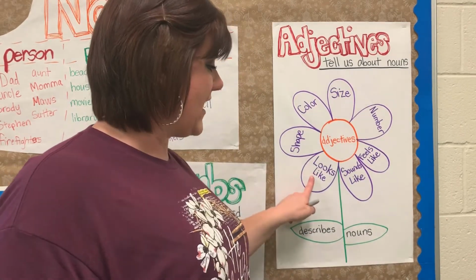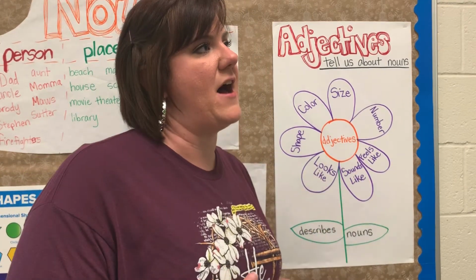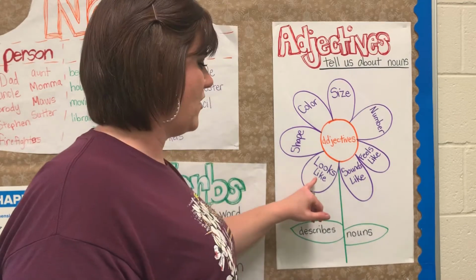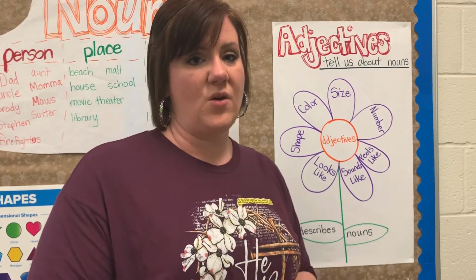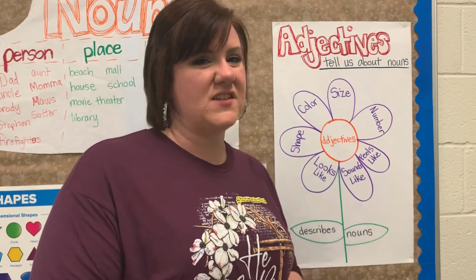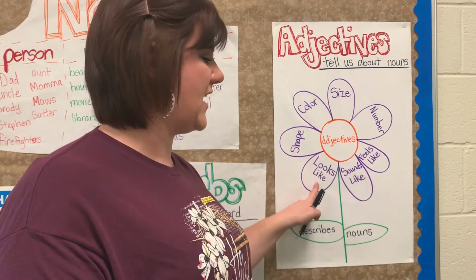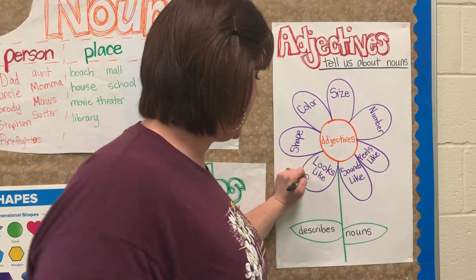So I'm going to start right here, okay? If I'm going to tell about something, I can tell what it looks like. So I could say it's pretty, or it's not pretty, it's ugly, okay? So we can use adjectives to tell what things look like. So an example of that would be pretty.